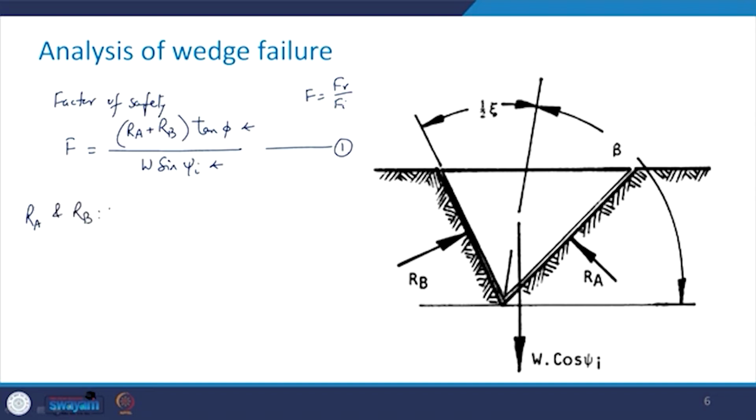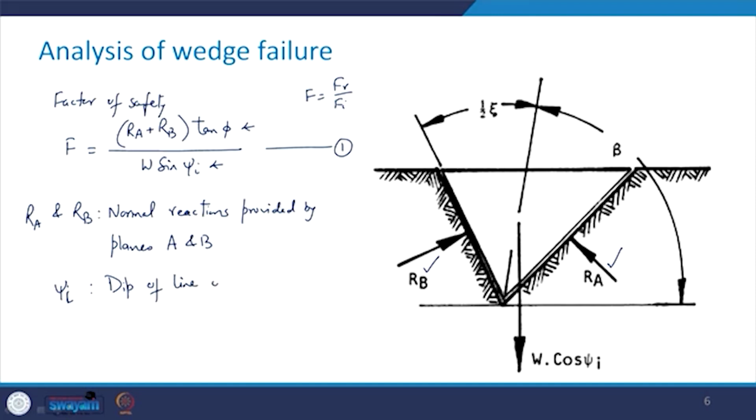So, this RA and RB are the normal reactions provided by planes A and B as has been shown in this figure. You see RA is here and RB is here, where this psi i is the dip of the line of intersection of these two planes, that is plane A and plane B.